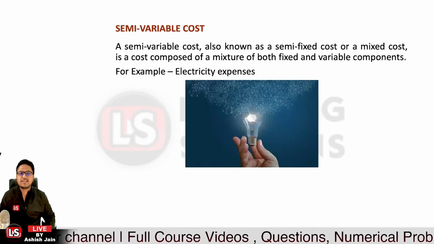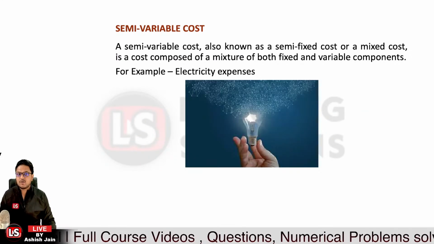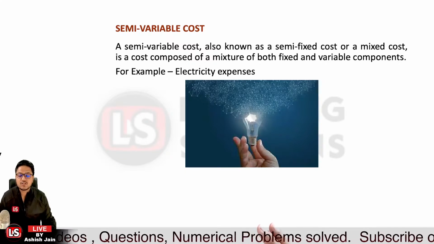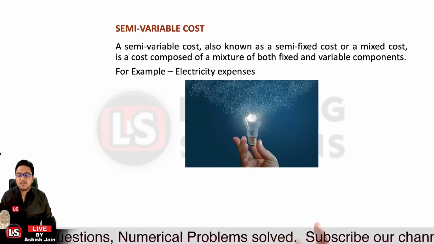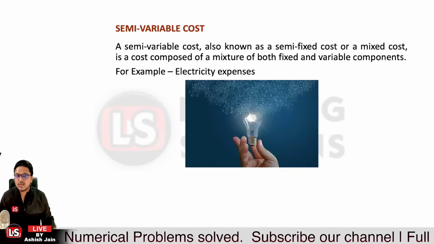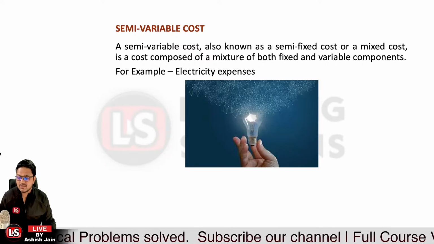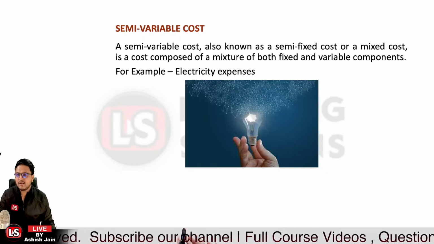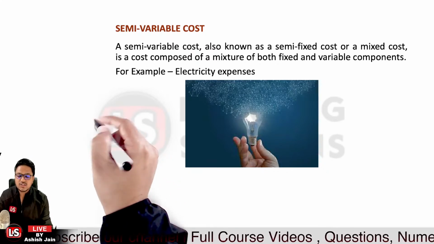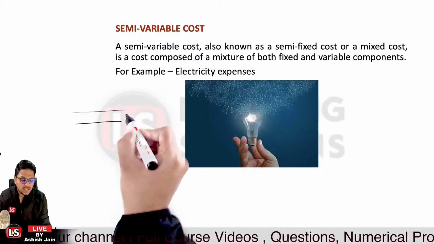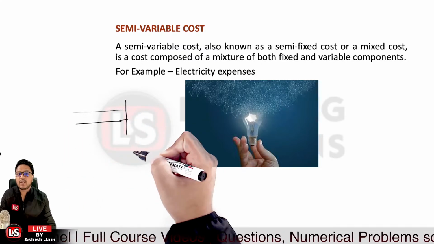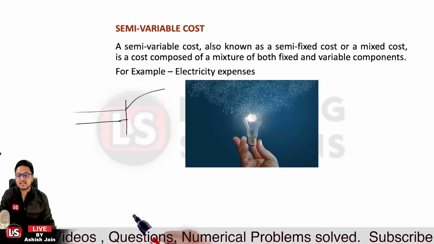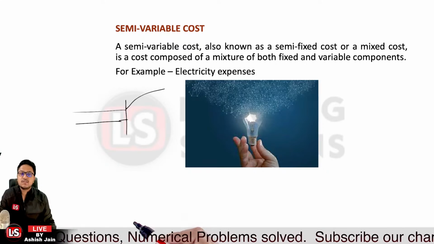Next is related to semi-variable cost. Semi-variable cost is a composite cost, or we can say a mixed cost, and it is also known as semi-fixed cost. Up to some extent your cost is fixed, but if it goes beyond that particular point, in that case it is going to be altered. It is going to be changed. That is a semi-variable cost.